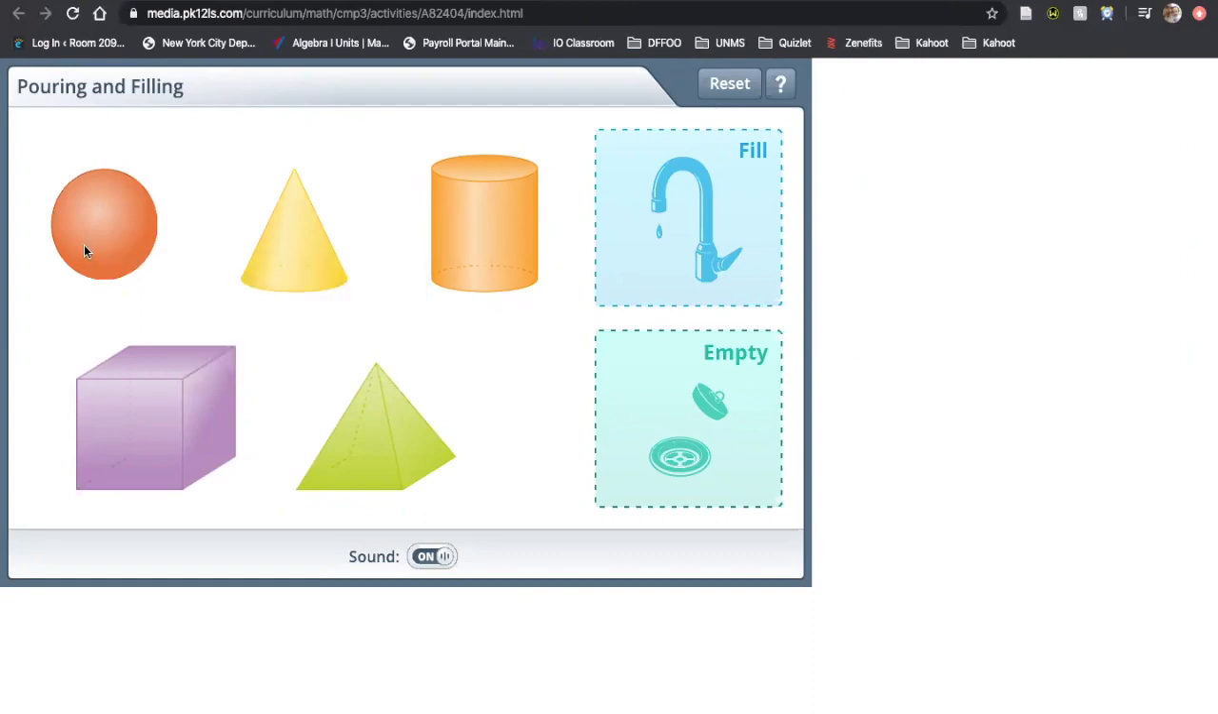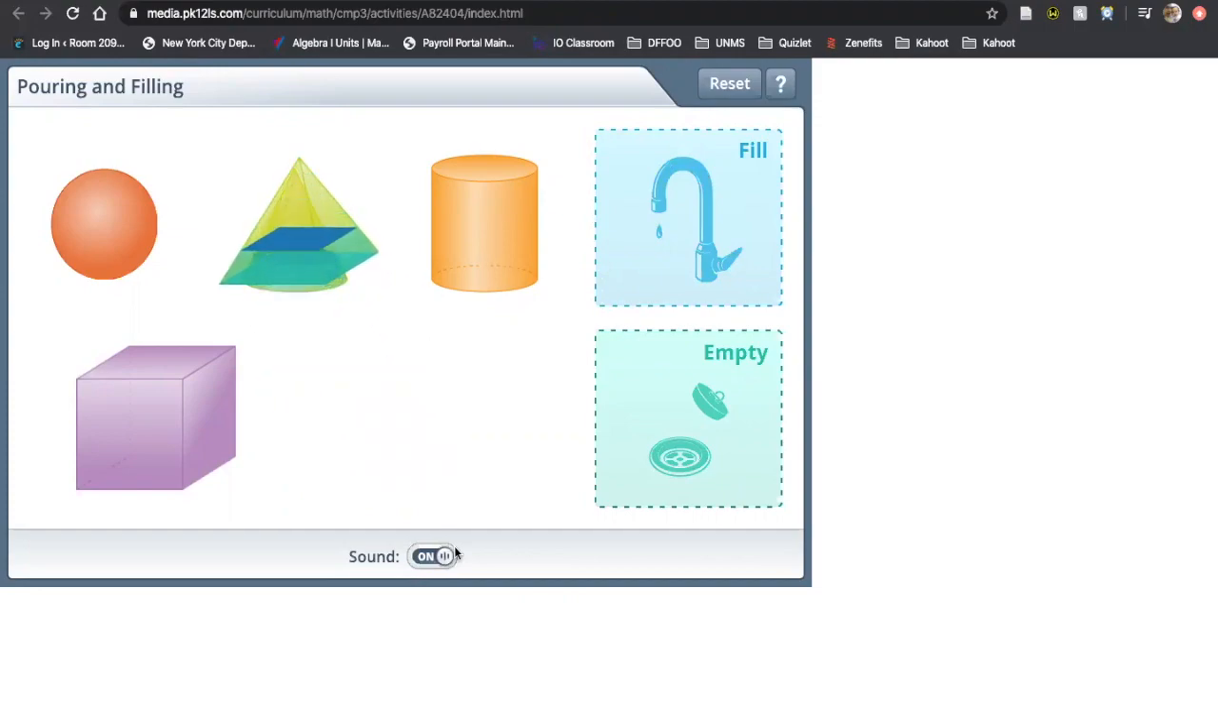So we're focusing on the top 3 here, right? We've got a sphere, we've got a cylinder, we've got a cone and a cylinder. At the bottom here, you're not going to worry about those, but I'll just show you an example. So for instance, if I drag the pyramid over here, you're going to see it fill up. And now I can use the pyramid to fill up other shapes.